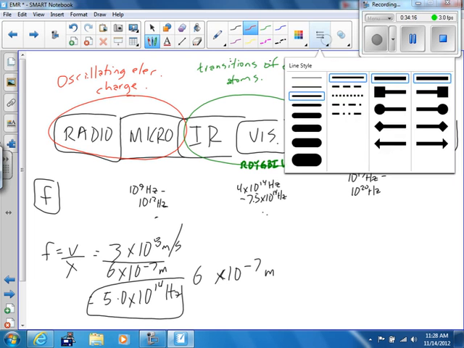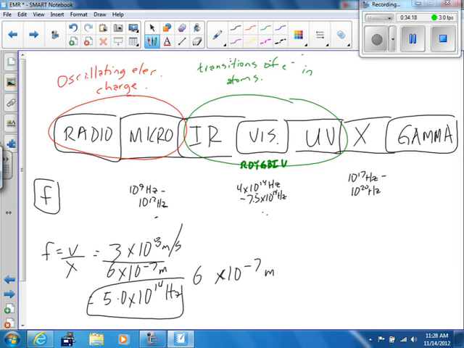Now, X-rays can also be produced by these transitions of electrons in atoms, but they're not normally. X-rays are normally produced by rapidly decelerating electrons. What does that mean? An electron is accelerated to a really, really high speed by a potential difference, EI equals EF, and then it's made to smash into a piece of metal. When it hits that metal, it stops almost instantly. Its kinetic energy has to go somewhere.